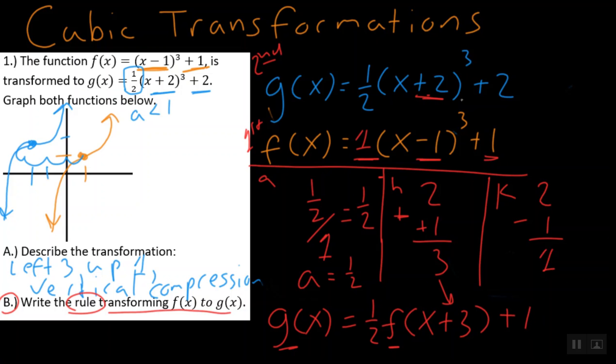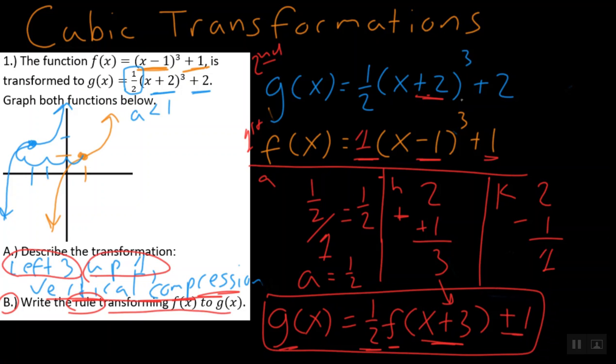And let's kind of recap, does this match up? The 1 half is vertically compressing f of x. This x plus 3 is of course shifting us to the left 3, and this plus 1 is shifting us up 1, so our rule checks out with what we see on the graph. Alright, let's move to our second example.